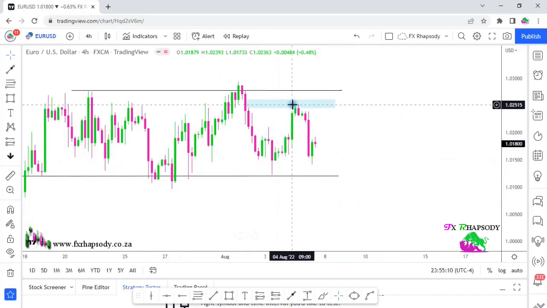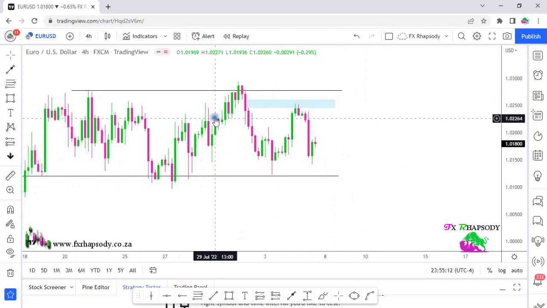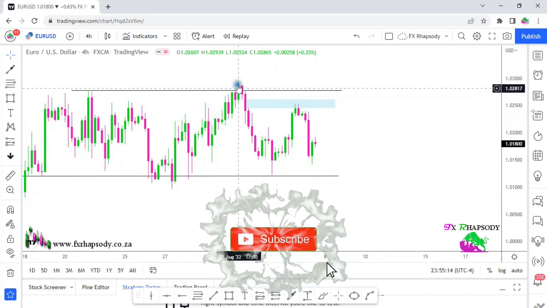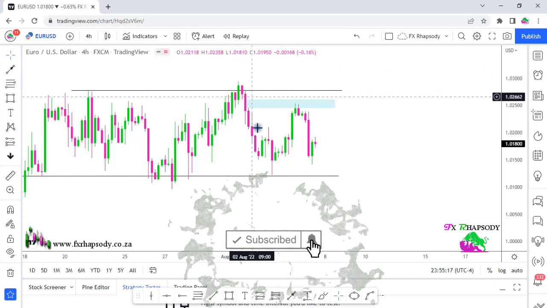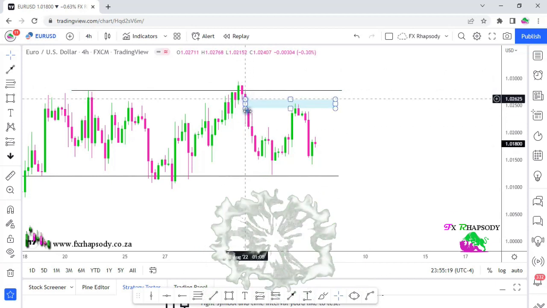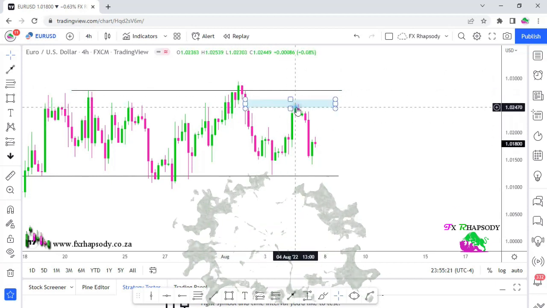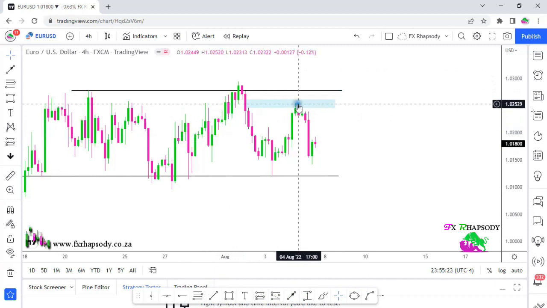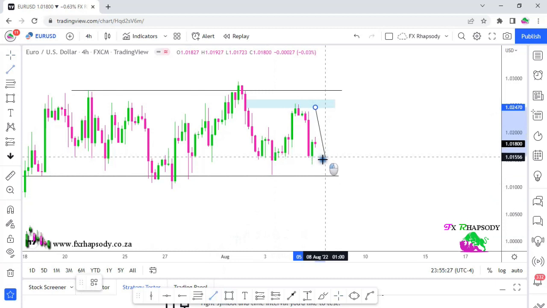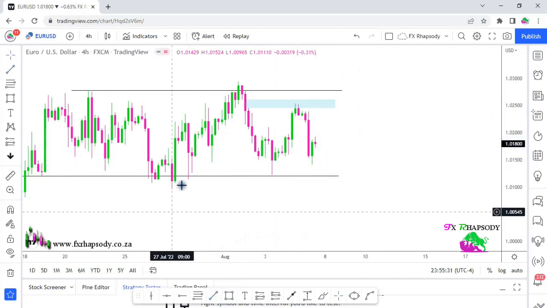A nice little opportunity arose here, especially after this area at the top was tapped, liquidity tapped here, coming down, creating a fair value gap in between those areas. This was towards the end of the week, where you could have caught that nice little sell downwards. So now currently, again, inside that liquidity, let's see what happens.